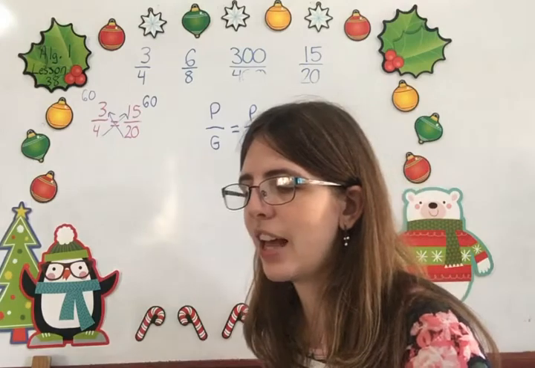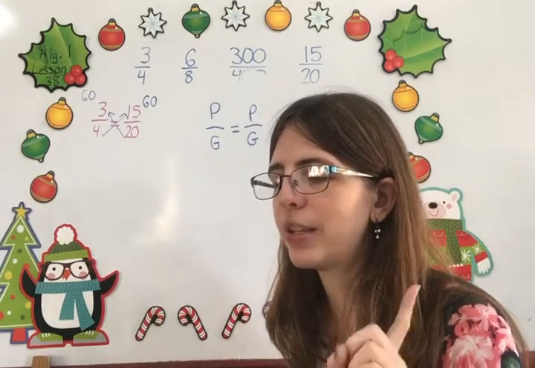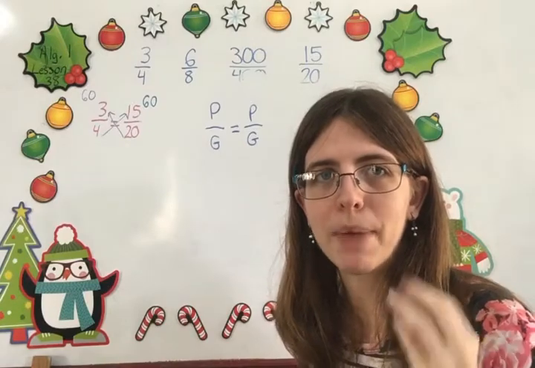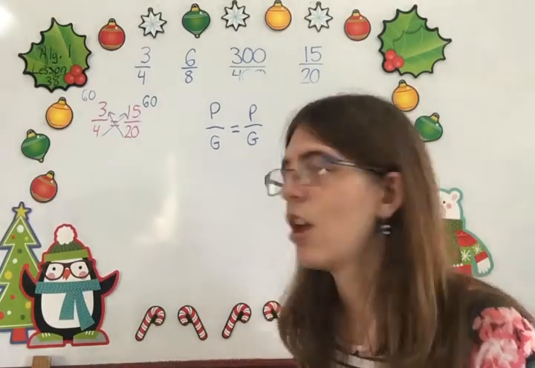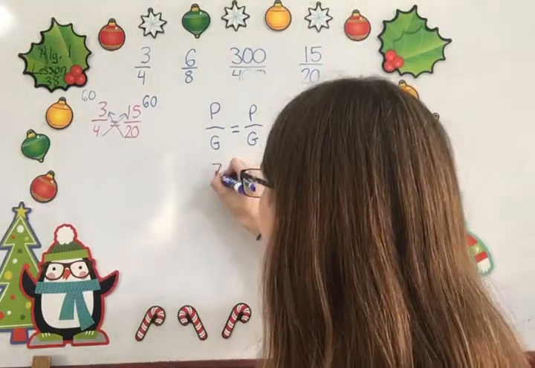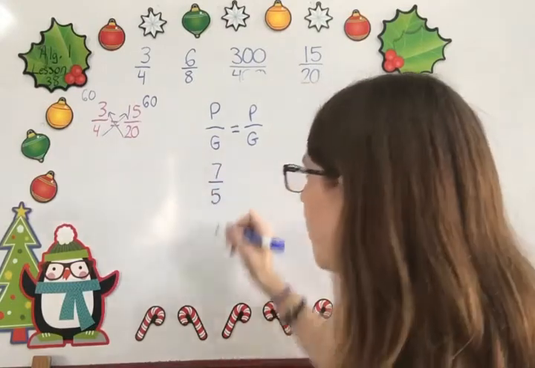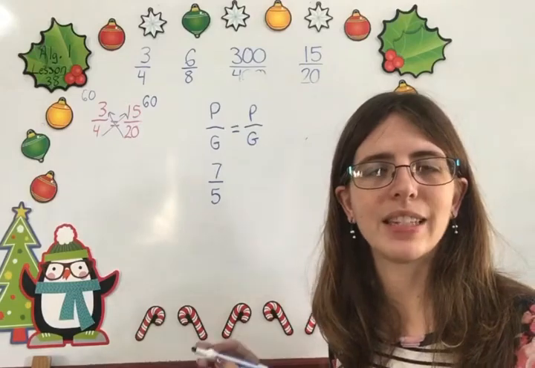My problem tells me that the ratio was 7 to 5. The first thing mentioned in my problem were the pigs. The first number is 7. So that means 7 pigs, 5 goats, 7 to 5. So 7 over 5 is my ratio.